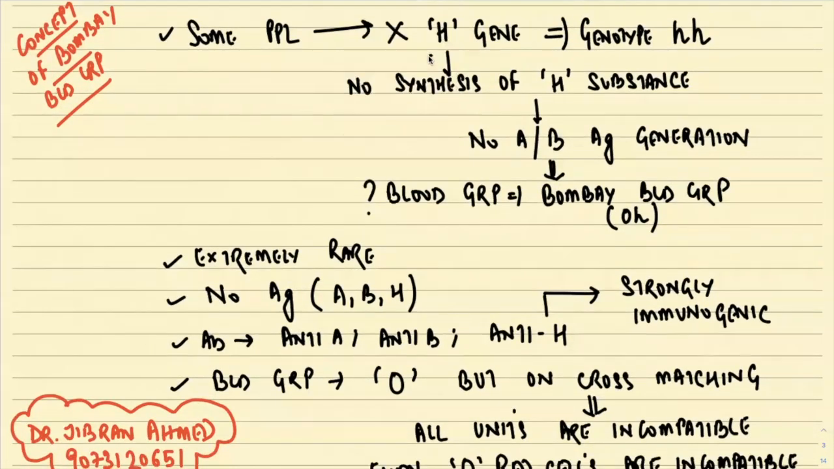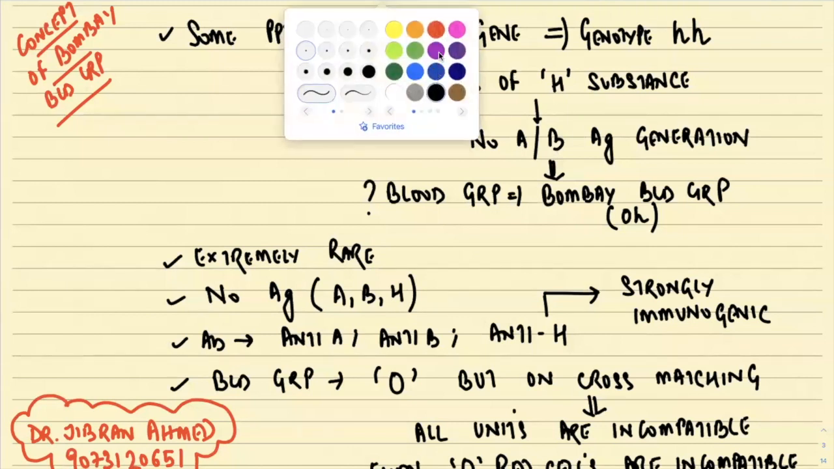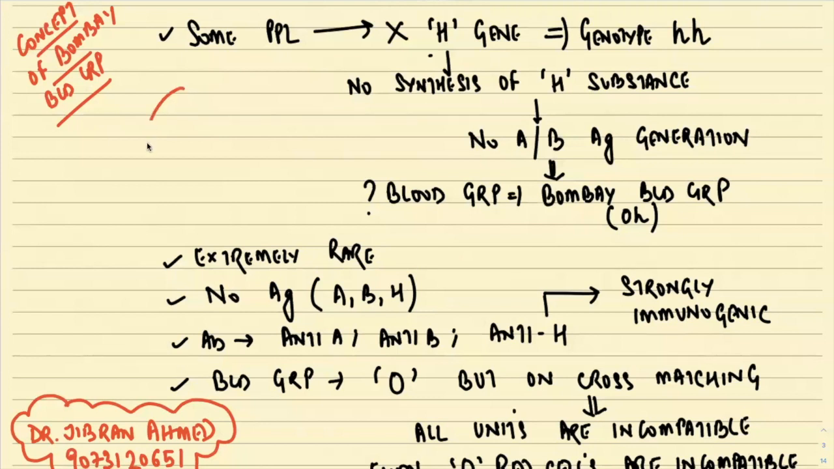Now comes a very important concept, that is the concept of Bombay blood group. Over here, there is an RBC. Usually we see that if the person is of O blood group, then he will just have an H. In all these blood groups that we are reading, the minimum amount of antigen that an RBC has is the H antigen. Even the O blood group individual has the H antigen, but doesn't have A and B.